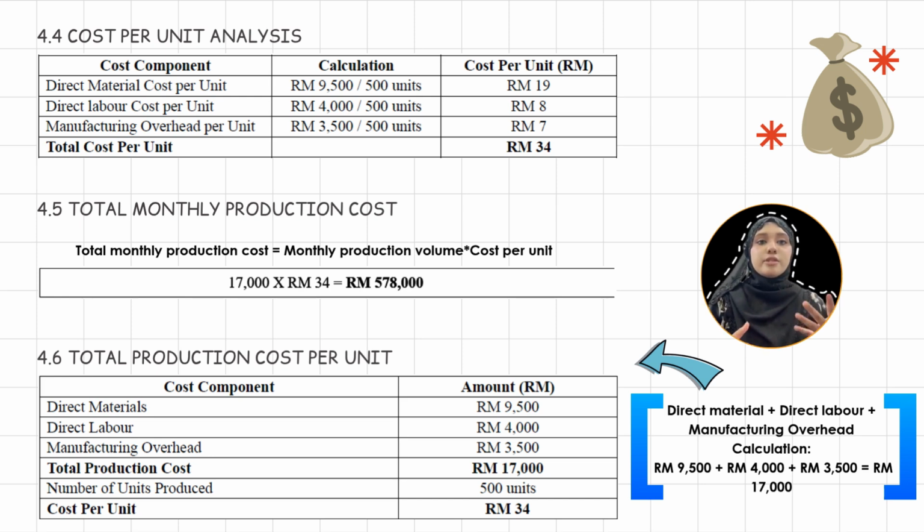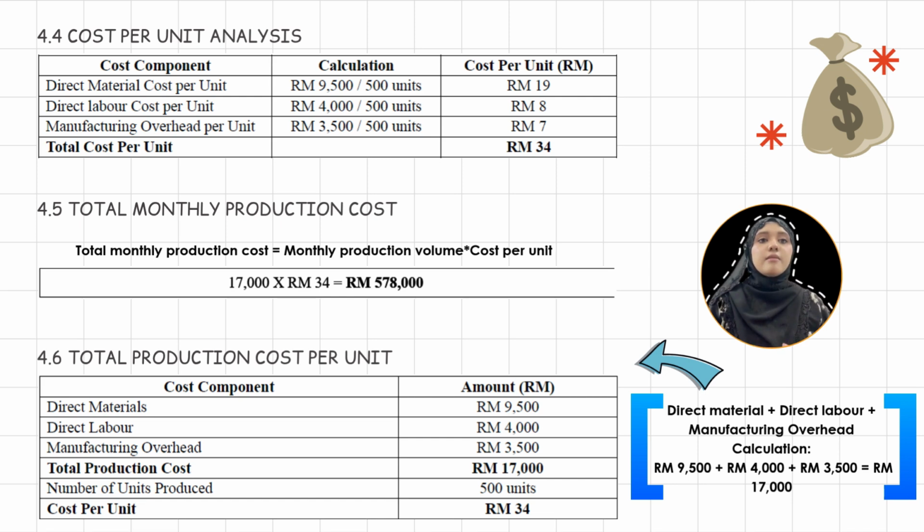We look at the cost per unit. The company produced 500 premium cotton t-shirt in one batch. The direct material cost was 9,050 ringgit. Direct labor cost was 4,000 and manufacturing overhead was 3,050 ringgit. Altogether, the total production cost is 70,000 ringgit. When we divide this by 500 units, the cost per unit comes to 34 ringgit. This means each t-shirt required 34 ringgit to produce. Next, the total monthly production cost is calculated.